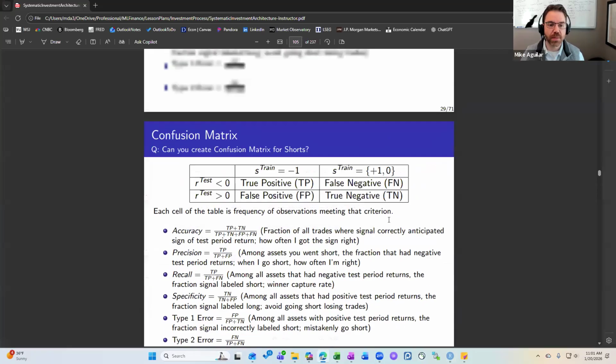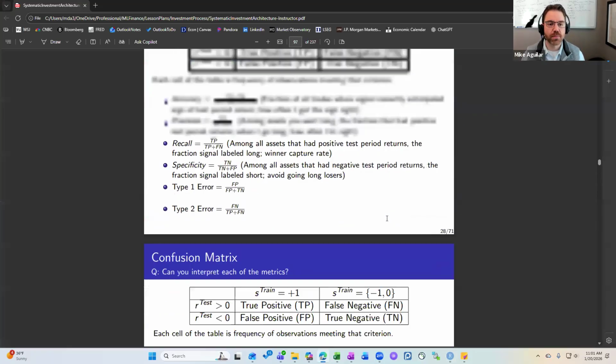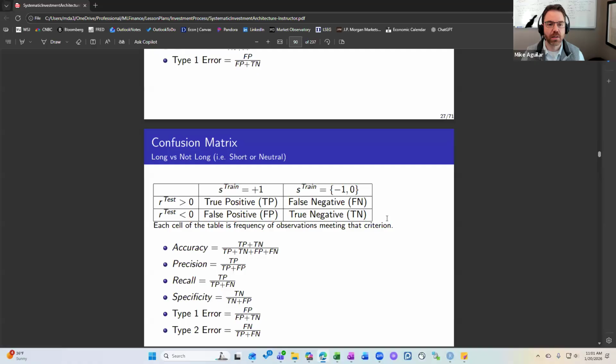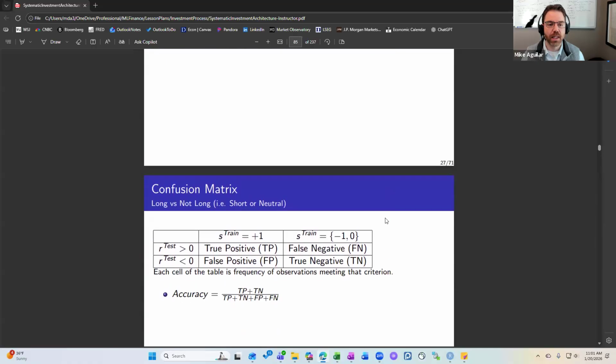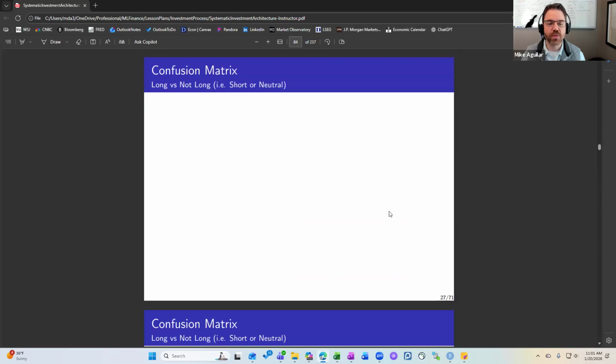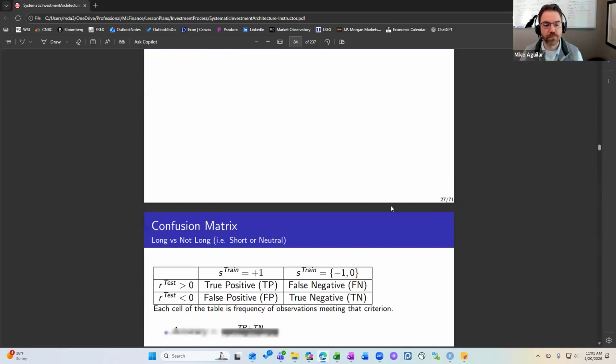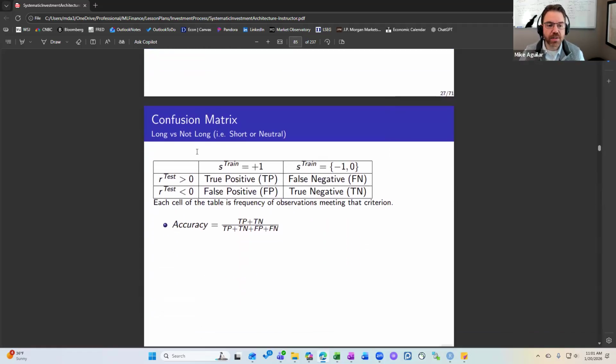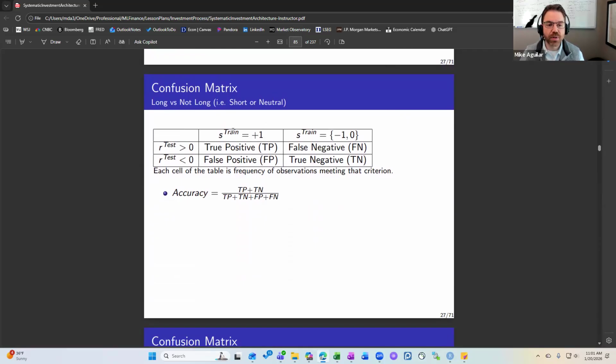Go back up to the confusion matrix. And let's do the one where it is long versus not long, i.e. short or neutral, right? So it's long versus either short or neutral. What we're going to do is look at what was predicted up at the top. I predicted a good return, so I went long, S train 1. Or I predicted it wasn't going to be a good return, so I either went short or neutral. And then I'm going to look at what actually happened over in the row labels.